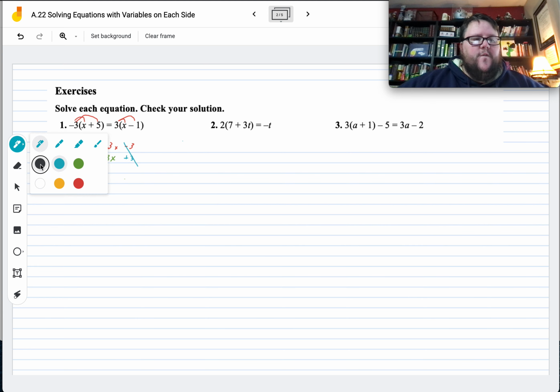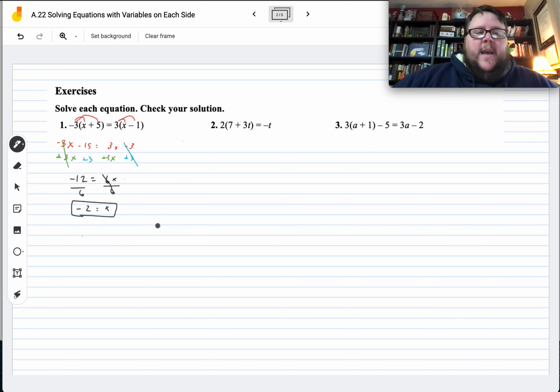So what I am left with is negative 15 plus 3 is negative 12 equals 3x plus 3x is 6x. And then from there, I can just divide by 6, and I get x equals negative 2. And that would be my answer. But I'm also going to show you just another way that's possible. I hope it doesn't confuse you too much, but if you see a problem like this, you can do this.